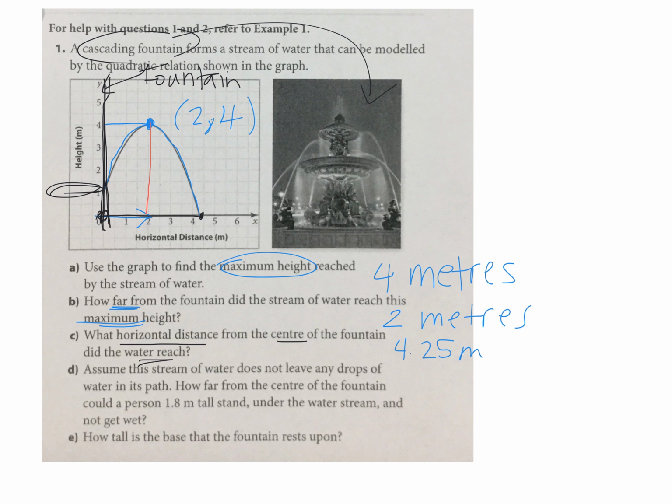We have to estimate here. Assume the stream of water does not leave any drops of water in its path. So just assume that the water just goes straight up and down and there's no drips of water anywhere, okay? How far from the center of the fountain could a person that's 1.8 meters tall stand under the water stream and not get wet?